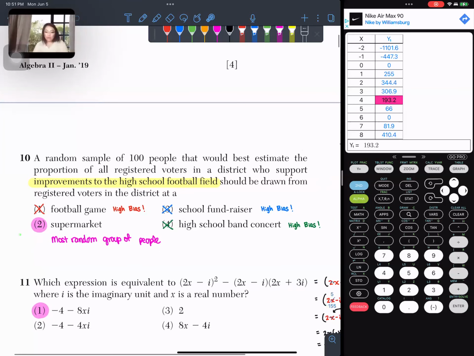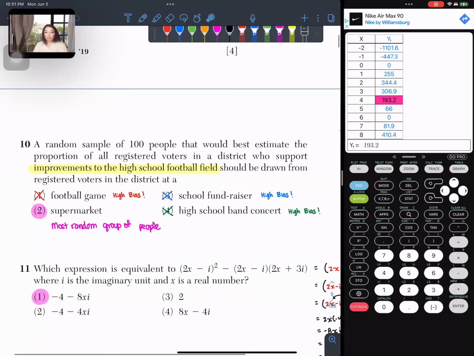So you want to be random. You want to choose an answer that has the most random group of people, so that it could be authentic. And the supermarket has a hodgepodge of people, so you're going to get a really random group.